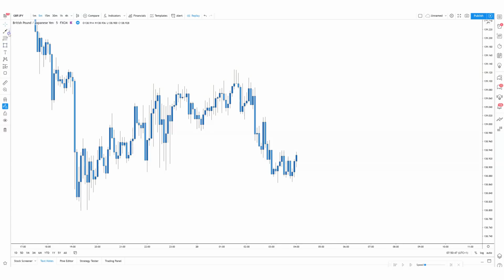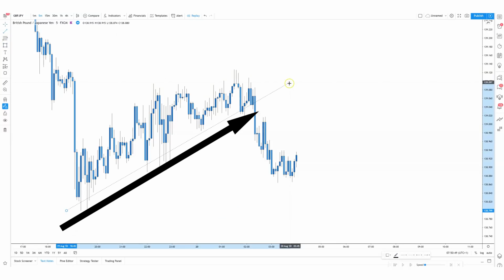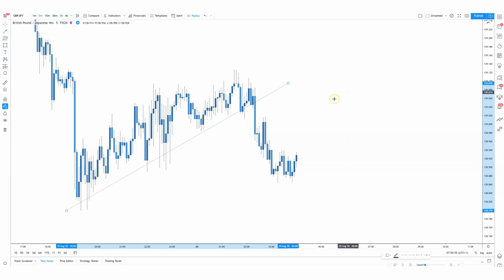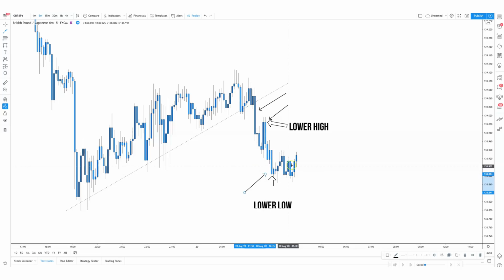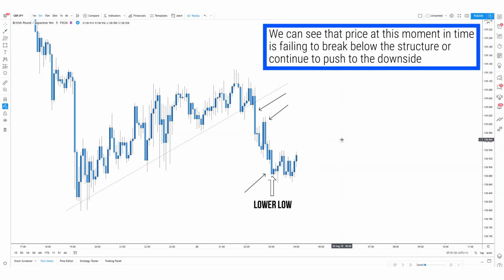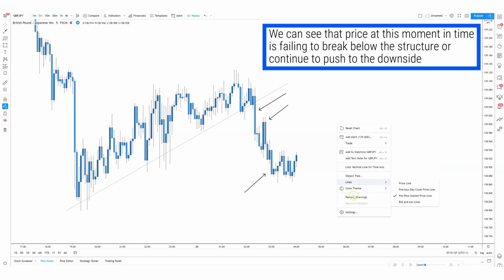We can see here on Pound JPY, we have a very nice trend to the upside. Well, I wouldn't call it nice, I can just see that the market was moving up. And then eventually, look what happened here. We had a strong momentum push to the downside and price now was putting in lower highs, lower lows. And we can see that price at this moment in time is failing to break below the structure or continue to push to the downside.